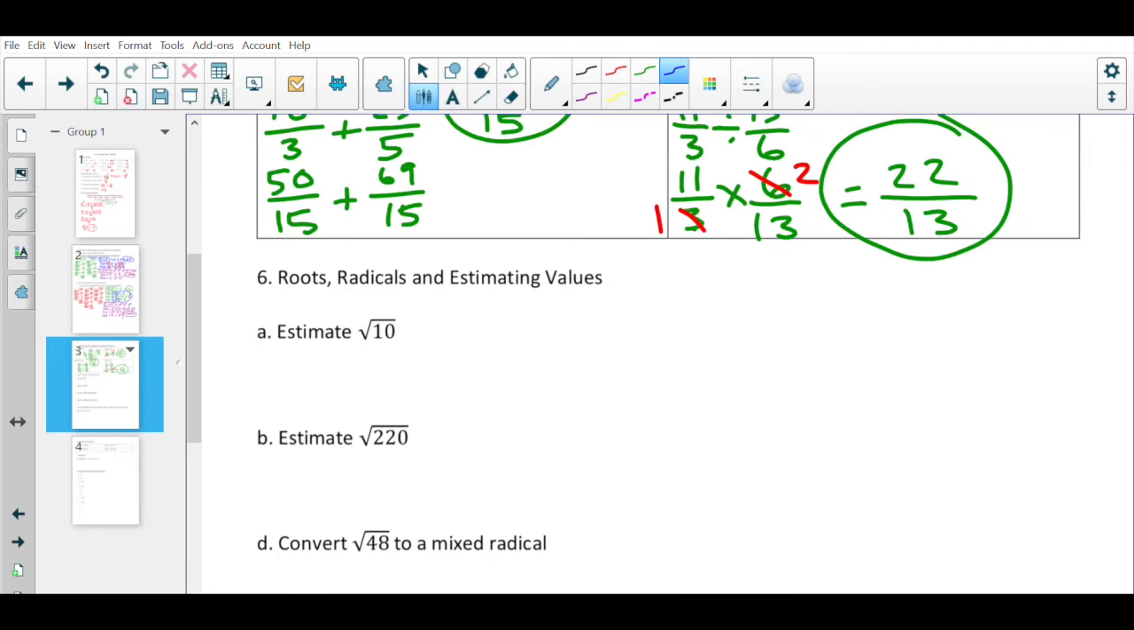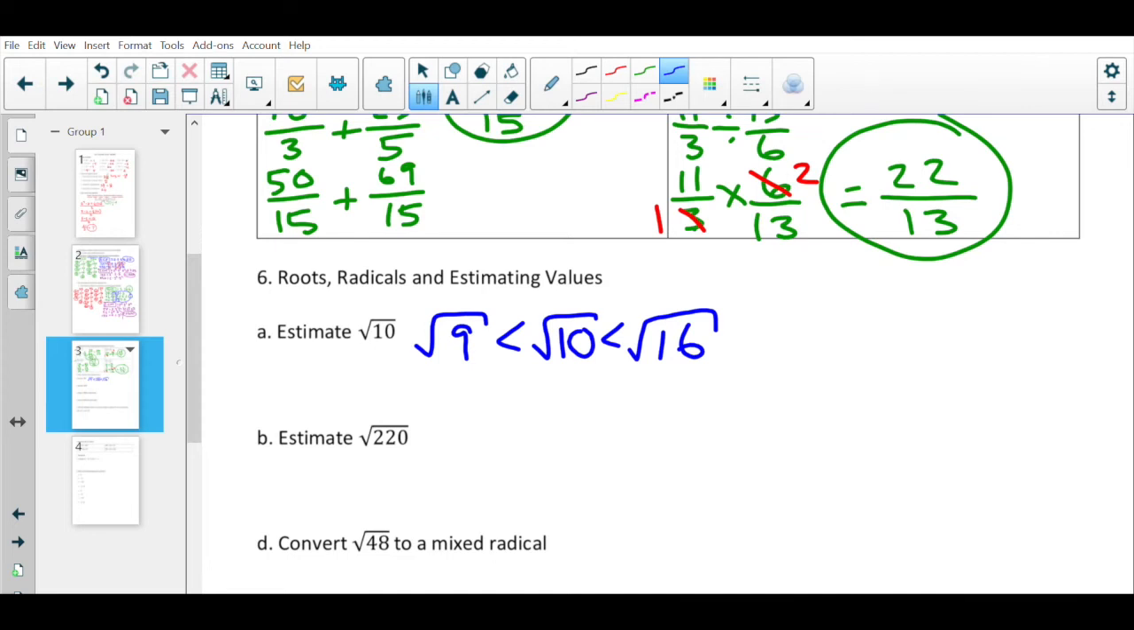What are the perfect squares? What are the square roots of the perfect squares that are closest to 10? The ones I can think of right away are square root of 9 and square root of 16. So if you set up an inequality here, we know that square root of 10 is greater than square root of 9, and square root of 16 is greater than square root of 10. So that's how you set it up.